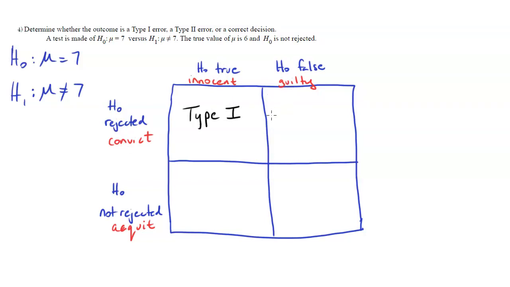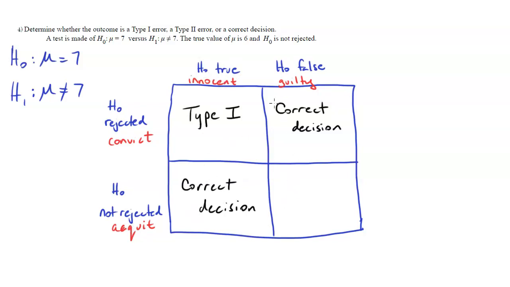If we convict a guilty person, that's the correct decision, right? If we reject the null hypothesis when it's actually false, that's correct. If we acquit an innocent person, that's the correct decision as well. In statistical terms, if the null hypothesis is not rejected while the null hypothesis is true, that's the correct decision. To not reject that true null hypothesis is a good decision.